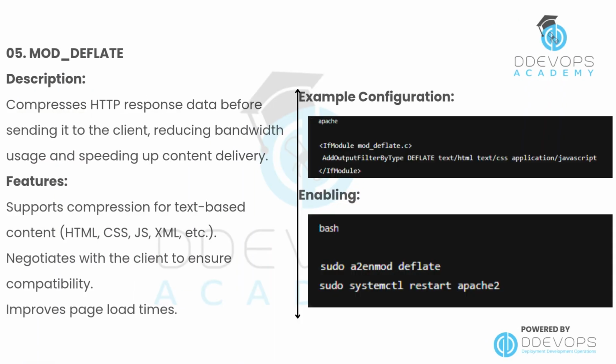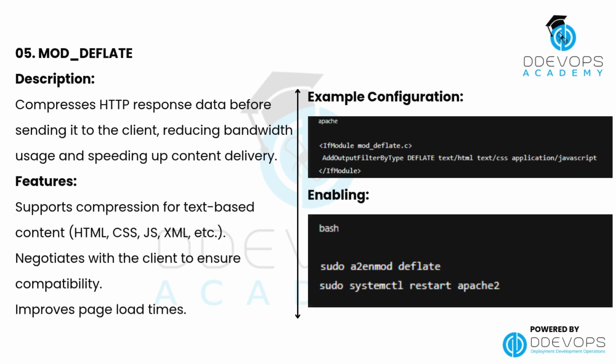Mod Deflate. Description: compresses HTTP response data before sending it to the client, reducing bandwidth usage and speeding up content delivery. Features: supports compression for text-based content, HTML, CSS, JS, XML, etc. Negotiates with the client to ensure compatibility. Improves page load times. Check the example configuration for more understanding. To enable: sudo a2enmod deflate, sudo systemctl restart apache2.